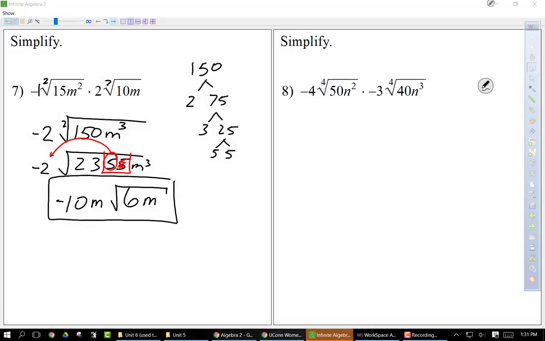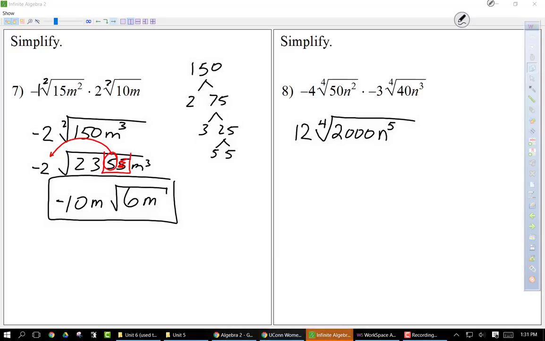Let's go to the number 8, where now we have fourth roots. Oh, this is going to be great. Let's multiply numbers out front. Negative 4 times negative 3 is positive 12, times the fourth root of 50 times 40, which is 2,000. Oh yeah, this is going to be great. N to the 5th power. Remember, we add powers when we multiply variables.